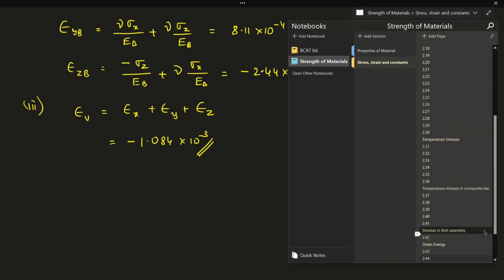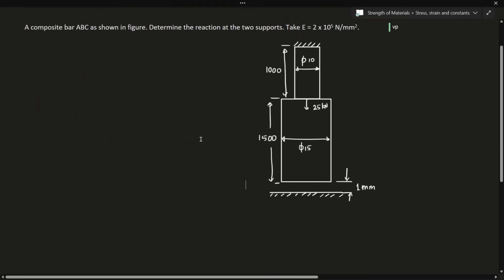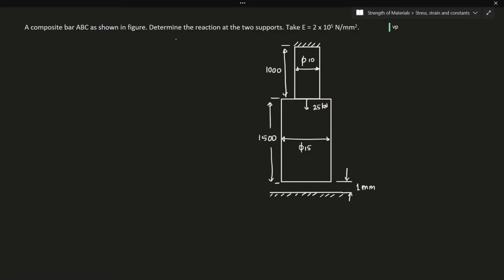Now going with the last problem of this video, again I have a composite bar as shown in the figure. Determine the reactions at the two supports and take E as 2 into 10 to the power of 5 Newton per mm square. So now for this, first of all, let me write the static equation. We have a tensile load here and a compressive load here, in the opposite direction. I'll call this R1, and this is going to experience compressive load, so this is going to come here, so I'll call this R2.